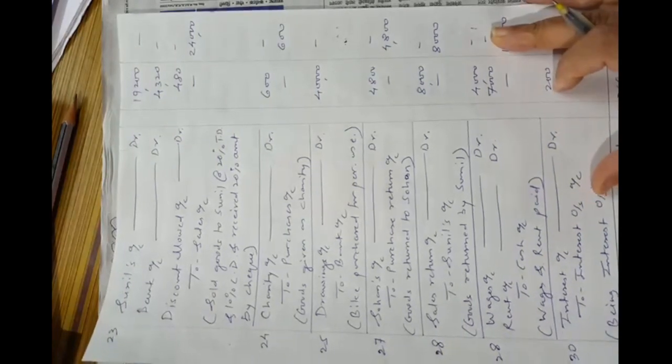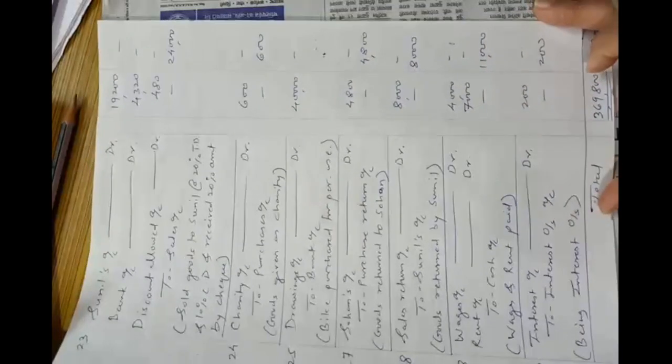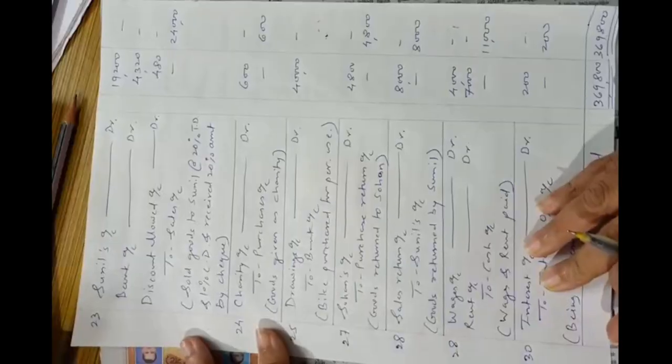And now we have to do the total here. Total of the debit column, all the debit column, these amounts, and all these amounts. I have made the total already. So the total is 3,69,800. Okay, in this way we have to solve the comprehensive problem.